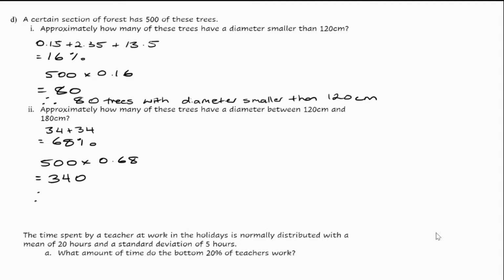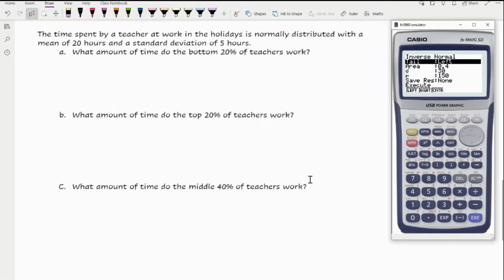So I've got that 340 trees. We are going to be looking at the final question for our examples here, and this is some examples of our inverse normal distribution questions. Now, just to quickly show you how I got here, I went to the dist part, still looking at normal distributions, but instead of our NCD, I pressed the INVN for our inverse normal distribution.